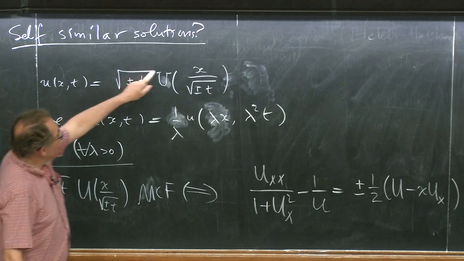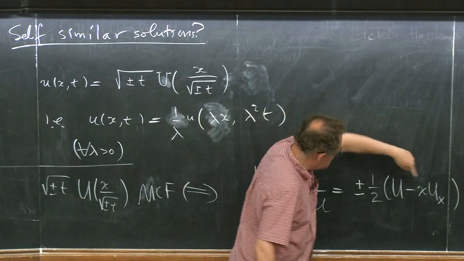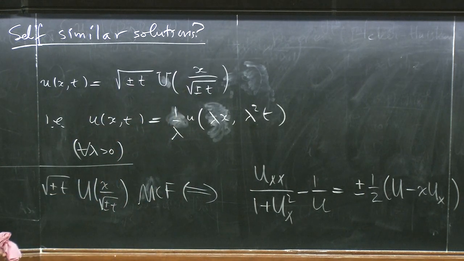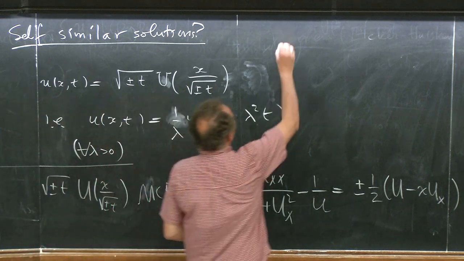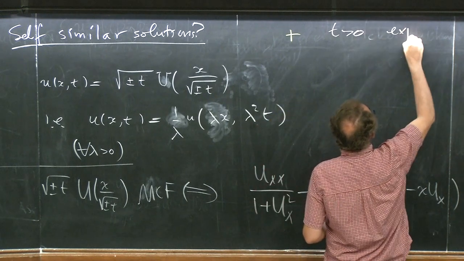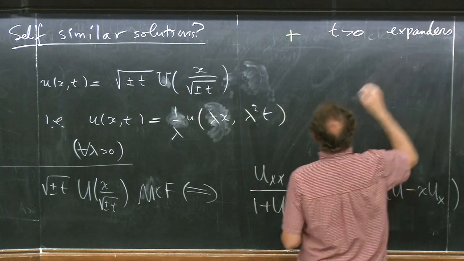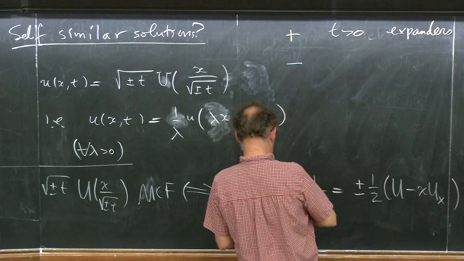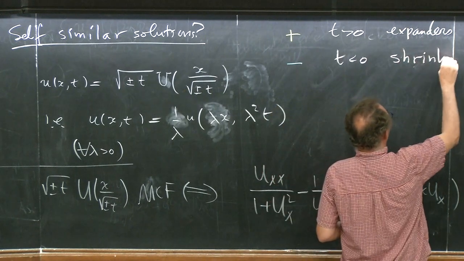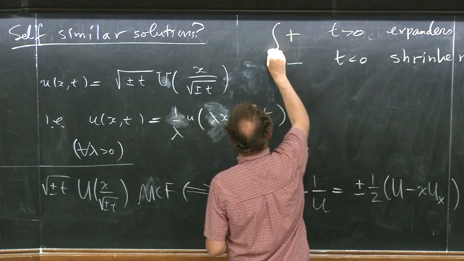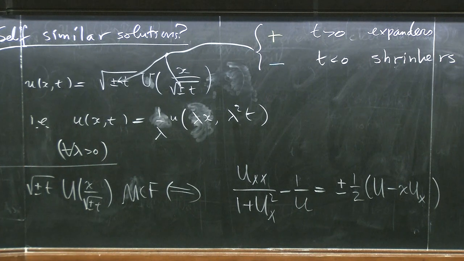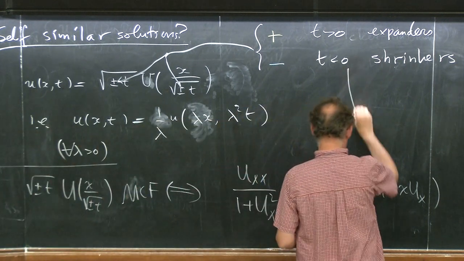And so if you differentiate this with respect to time, this expression shows up, and this plus minus is exactly the same as that plus minus. So what is the relevance of the plus or the minus? For plus, you get solutions that are defined for all positive times, and these are expanders. And for minus, these are solutions that are defined for all negative times, and these are shrinking solutions. Right, that's plus and minus, and that plus minus is the same as here.